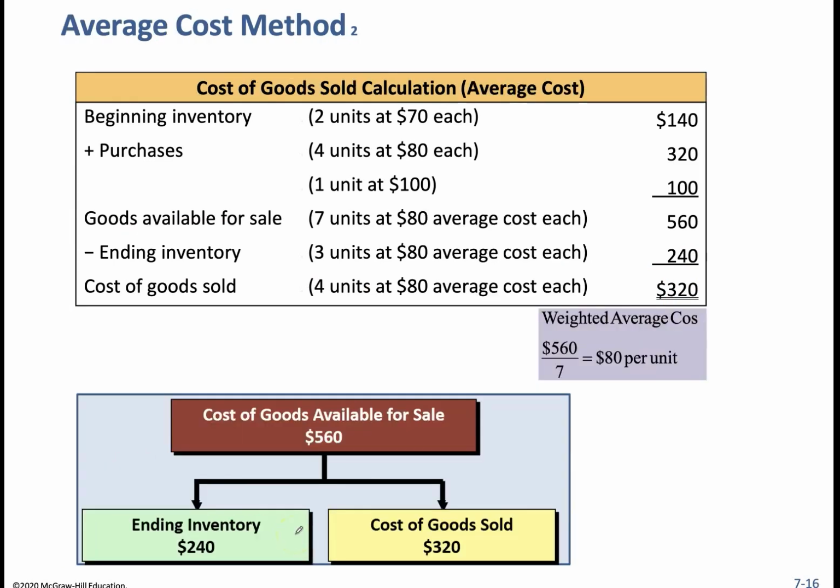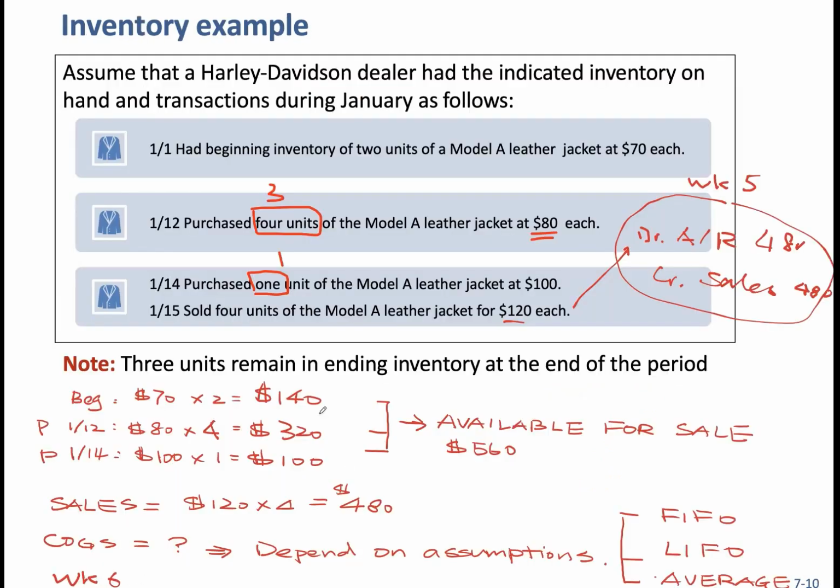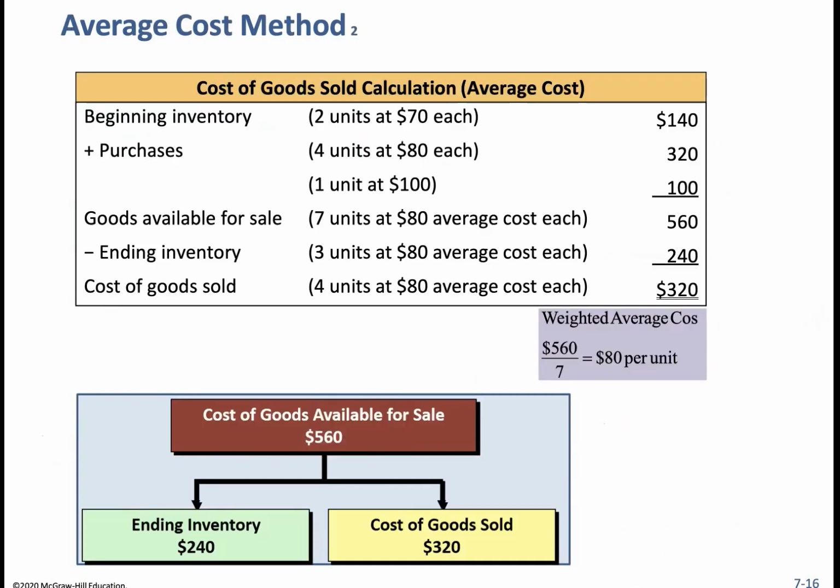Now the average cost method assumes that the costs are moving on the moving average, which means how do we know the average cost of the 4 units that we are selling on January the 15th? What is the average cost of the available for sale? That's the idea. So how we are going to calculate the weighted average is the following.